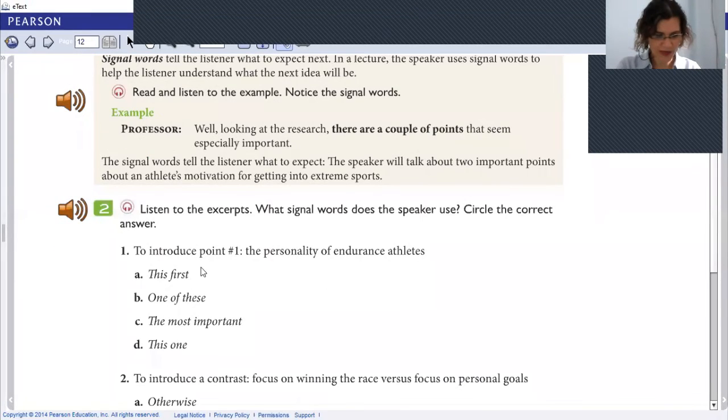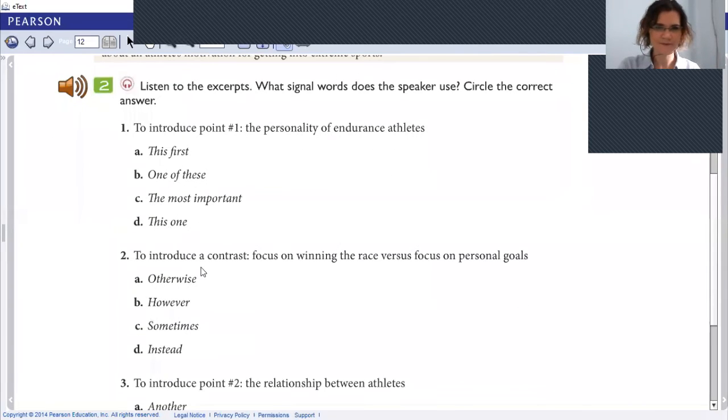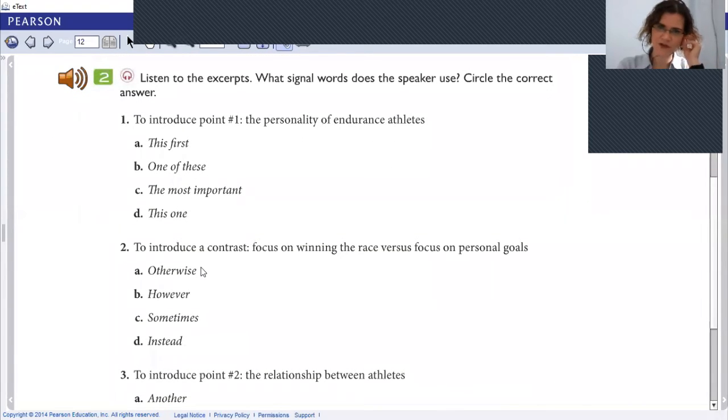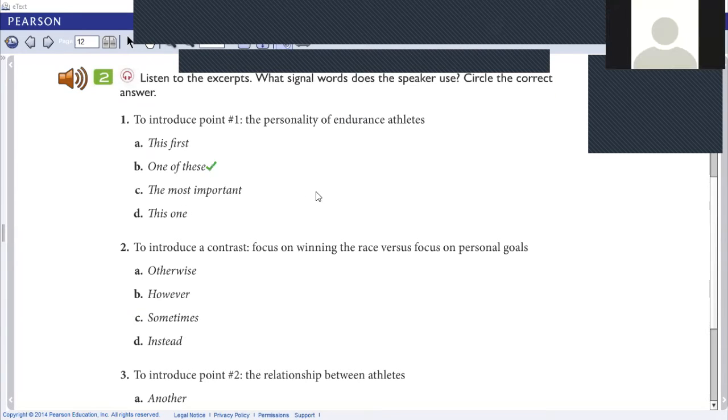Now, you had to do several by yourself, so let's see, what about number 1? What signal words does the speaker use? Circle the correct answer. To introduce point number 1, the personality of endurance athletes. What was the signal word or phrase used? Who can answer that one? B. Yeah, B, one of these. Was it hard for you to hear that or not? Not really. Oh, that's cool. So that's really, really cool. Thank you, Amanda. Awesome.